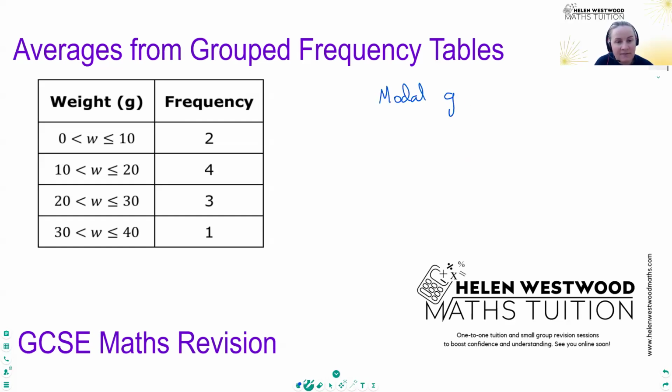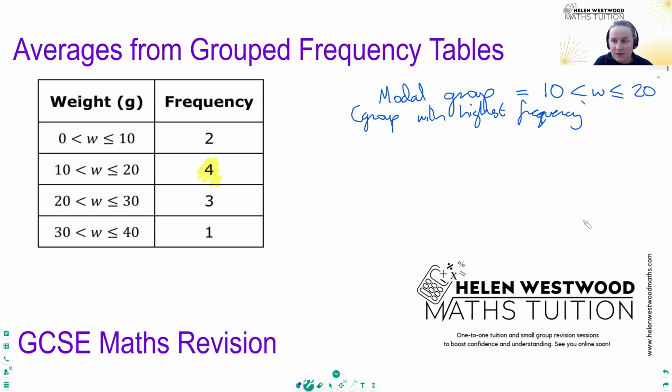So let's start with our modal group. Of course, before I talk through this, you can pause this. Your GCSE student can have a go at this question and then check with what I go through. So with your modal group, we're looking for our highest frequency. So our highest frequency is the group where the weight is greater than 10, but less than or equal to 20. So we can identify the modal group because it's the group with the highest frequency. So it's the group that comes up most. Notice it's not an individual value, but it's the highest frequency.